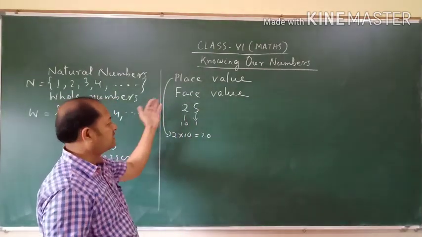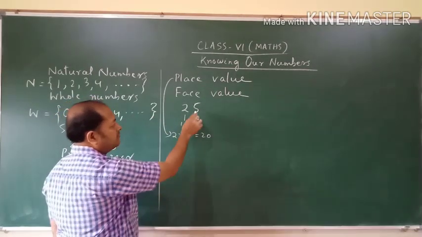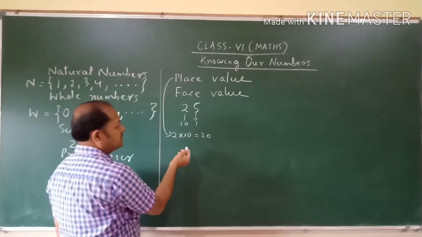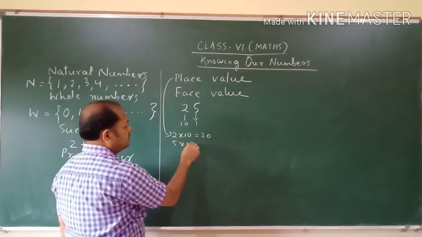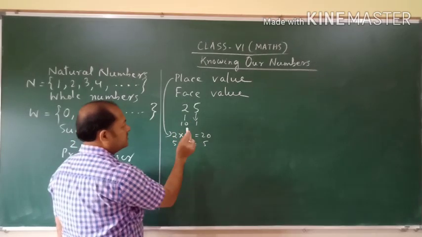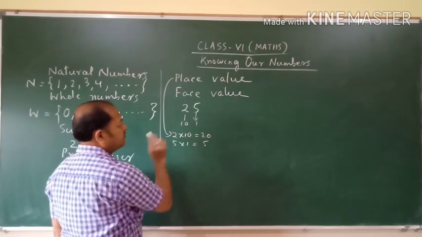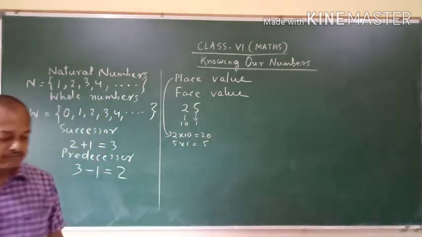This is all about place value. And what is the place value of 5? The place value of 5 is 5 into 1, that is 5. So here the place value of 2 is 2 into 10. The 1 and the 10 are the place value positions.